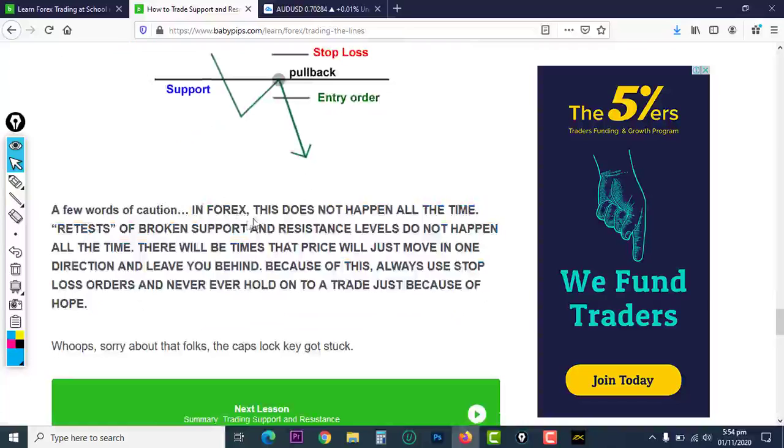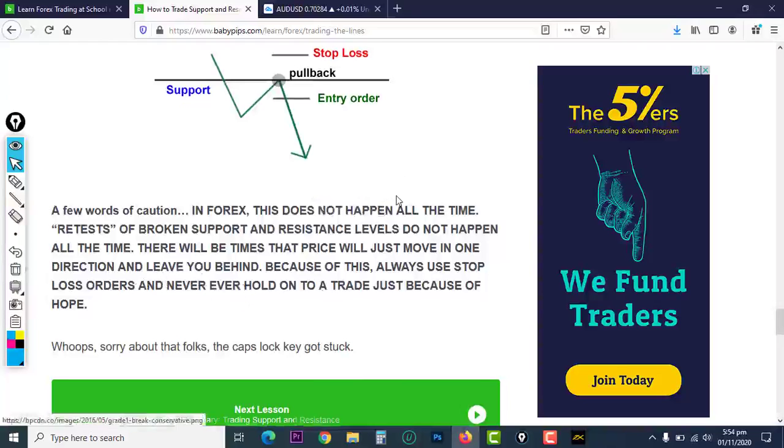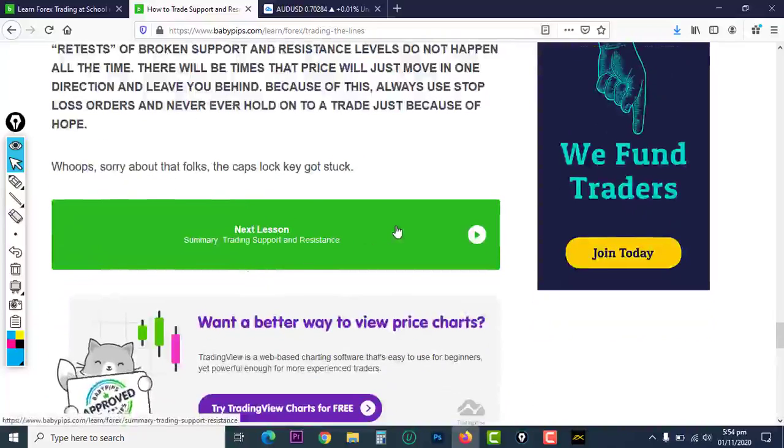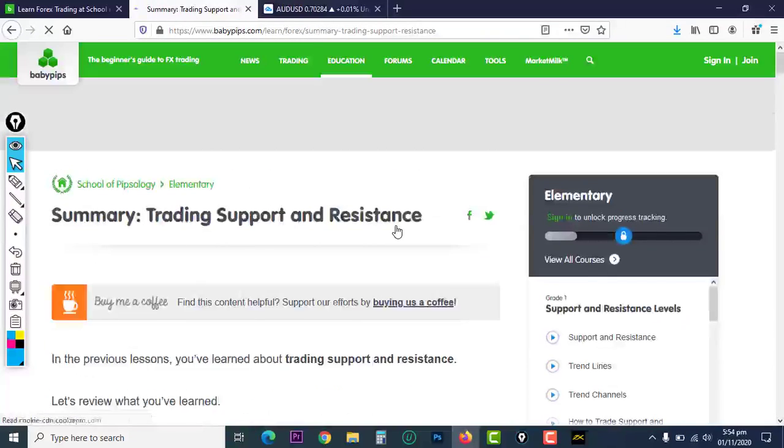It says, in forex, this does not happen all the time. Retests of broken support and resistance levels do not happen all the time. There will be times that price will just move in one direction and leave you behind. Because of this, always use stop loss orders and never ever hold on to a trade just because of hope. Okay, so if price leaves you, put in your stop loss, and if it hits your stop loss, leave the market. There are many other opportunities out there in the market. Again, you find another trade that is good.